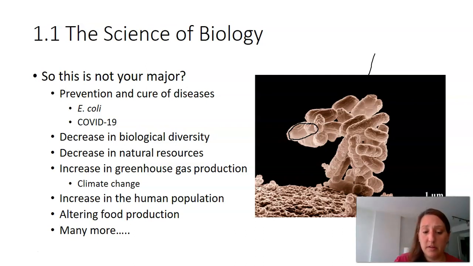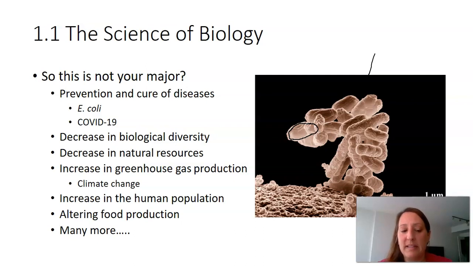You should also be aware that there's an increase in the human population. It's growing pretty fast, and that creates a biological problem. It creates stress on the planet. There's not enough food or clean water, natural resources, to take care of the whole human population. What else? So I just wanted to mention altering food production.